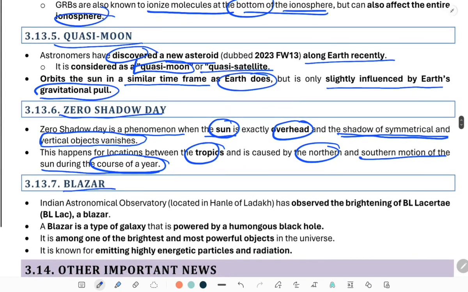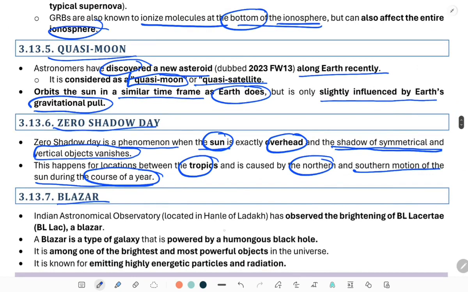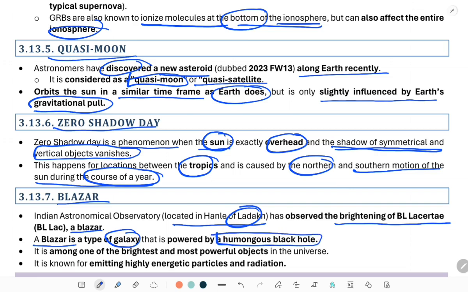Next, blazar. The Indian Astronomical Observatory, located in Hanle, Ladakh, has observed the brightening of BL Lacertae, a blazar. A blazar is a type of galaxy that is powered by a humongous black hole. It is one of the brightest and most powerful objects in the universe, and it is known for emitting highly energetic particles and radiation.